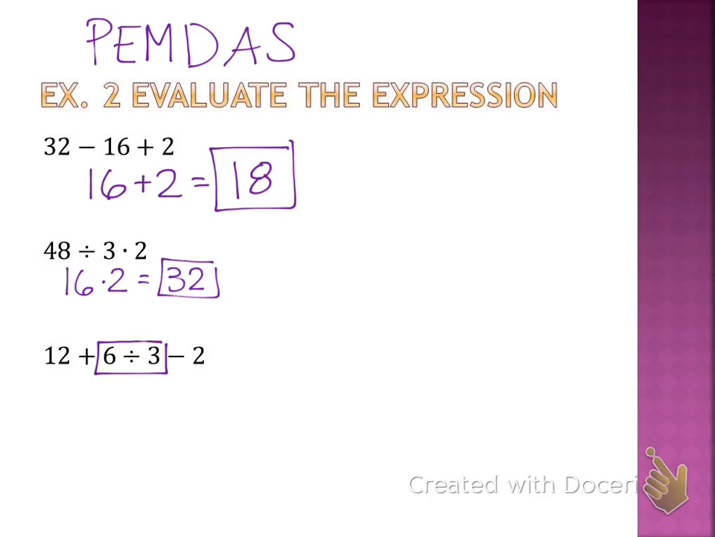I'm not going to start off by saying 12 plus 6, because multiplication and division is still ahead of addition and subtraction. So 6 divided by 3 is 2. Now I can just follow the left to right rule. 12 plus 2 is 14, minus 2 is 12.